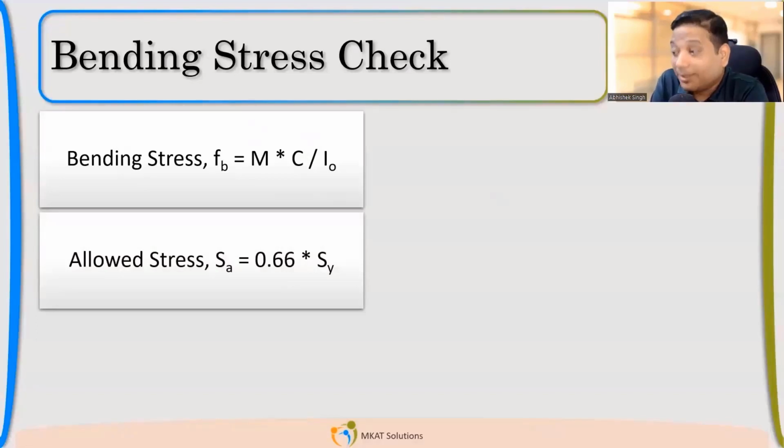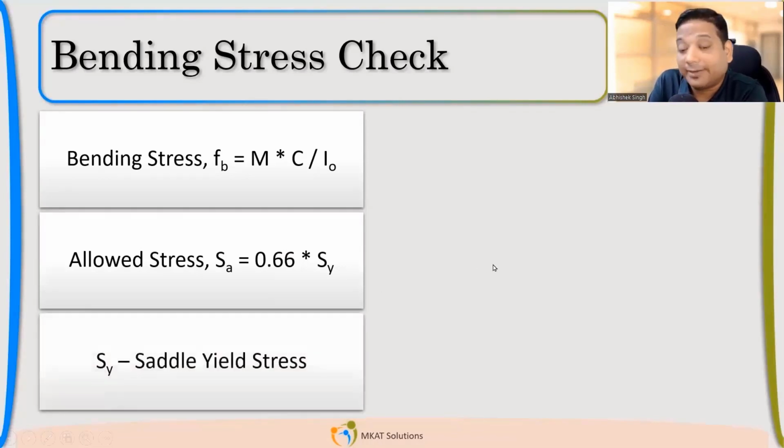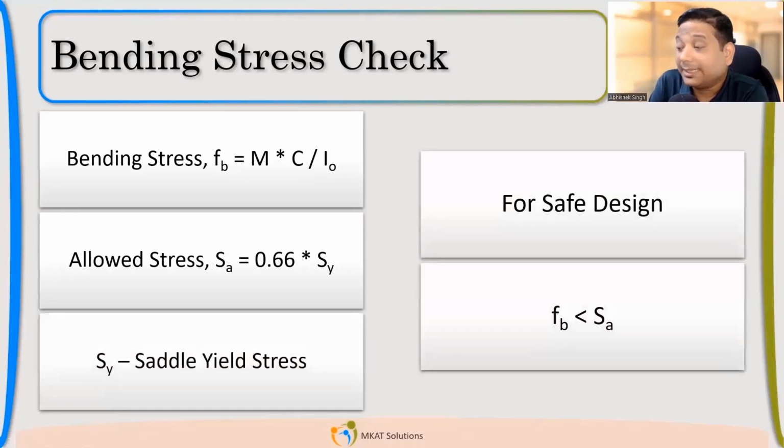Now I need the allowable. How much will I allow the bending stress to be? Typically for non-pressure parts, we take 0.66, two-thirds of the yield. So 0.66 of yield is the allowable. You just compare it with that, and if the stress is less, then your design is safe. So by doing these two calculations, you have qualified your web plate. All the items are not designed. It's only the web plate which is designed till now.